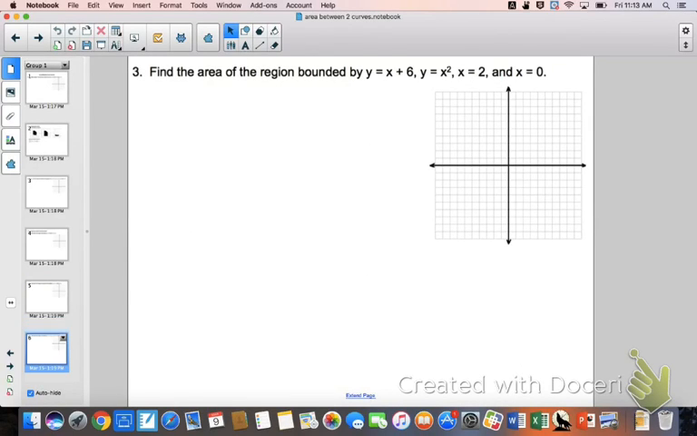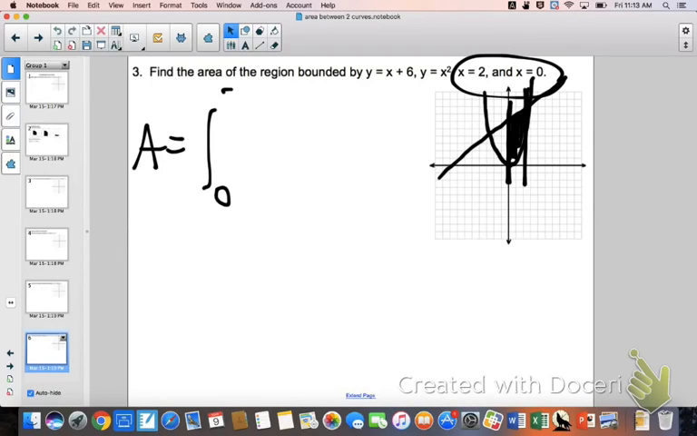Alright, next one. So this one we have y equals x plus 6. So here's 6, so y equals x plus 6 looks like that. y equals x squared. x equals 2, which is x equals 2 right here, and x equals 0, which is right here. So this region right here, we have bounds from 0 to 2. They're actually given to us this time. Okay, so our bounds are 0 to 2.